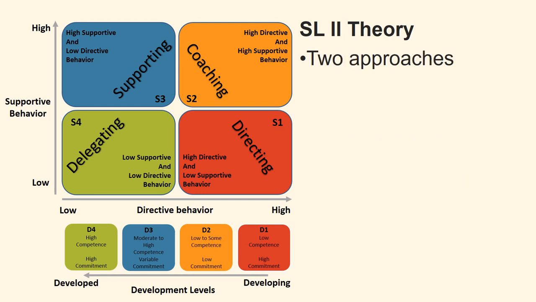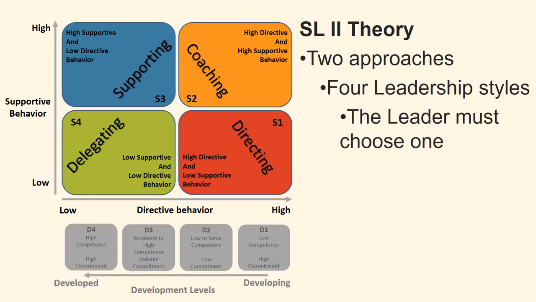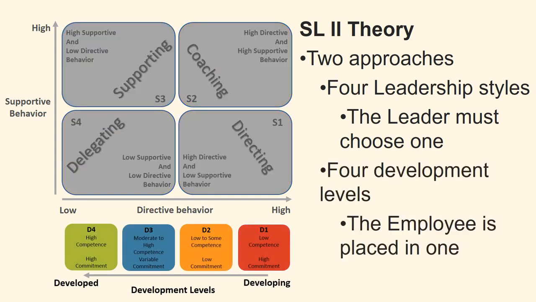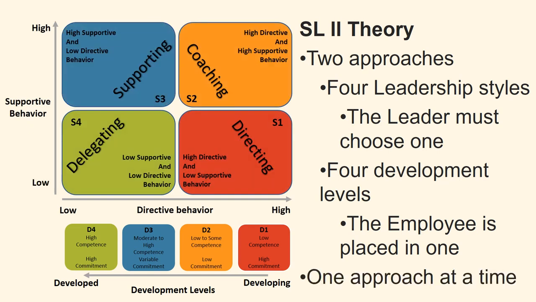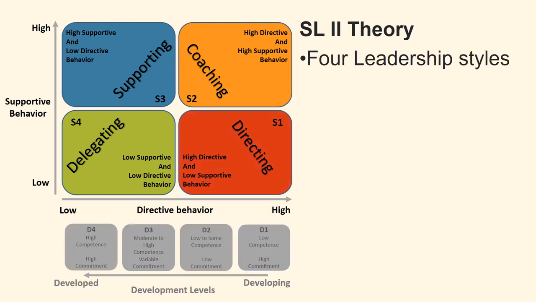SL2 theory consists of two approaches. In the upper part of the model, there is a matrix with 4 leadership styles. According to the theory, the leader must choose one of these 4 styles. In the bottom of the model, there are 4 development levels. According to the model, the employee is placed in one of the levels. We will review one approach at a time. The first part of the review is the matrix with the 4 leadership styles in the upper part of the model.